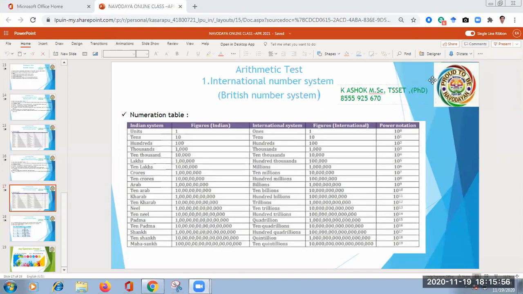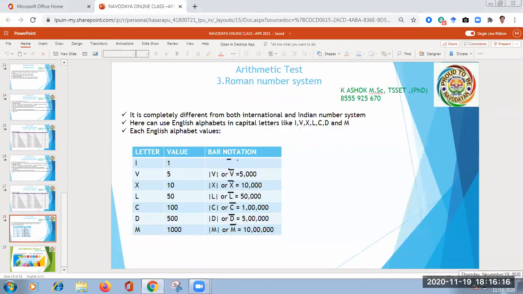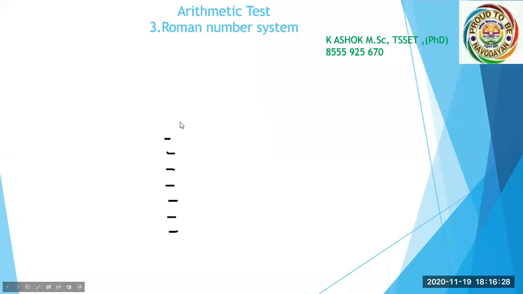Okay, very good evening to one and all. Today we are discussing the arithmetic part. In that, we are discussing the Roman number system. In the previous class, we discussed the international number system and the national number system, and how these two number systems work. So today we are going to discuss the Roman number system, how it works, and how we are going to learn and implement it.